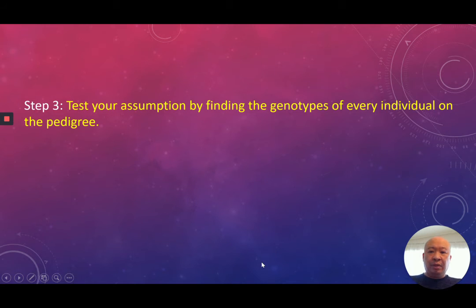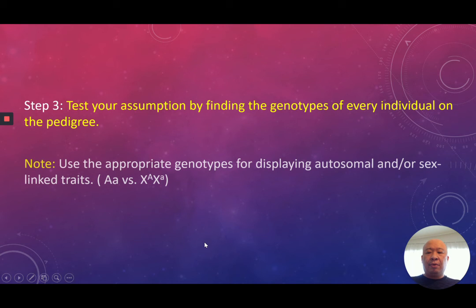Step 3. Test your assumptions by finding the genotypes of every individual on the pedigree. So this one here, it just means that once you've determined what type of inheritance pattern it might be, you're going to have to see if it's true or not. So what you're going to really need to do is go through every single one of your pedigrees, every single individual, and find the genotypes.